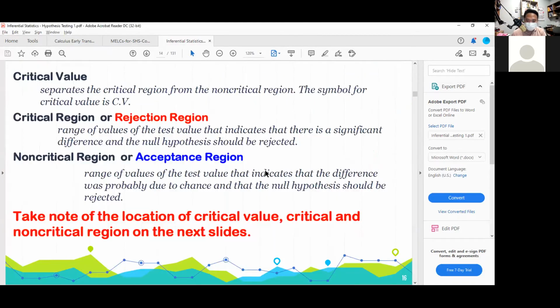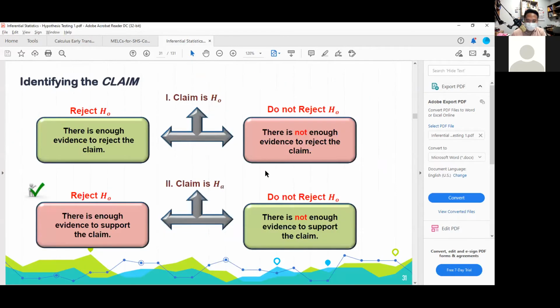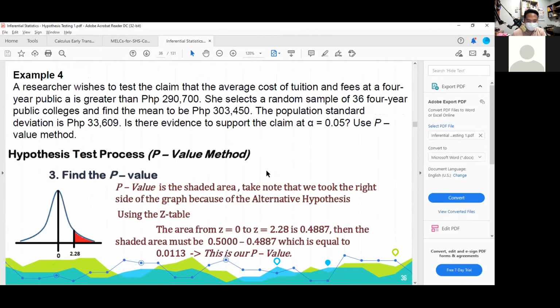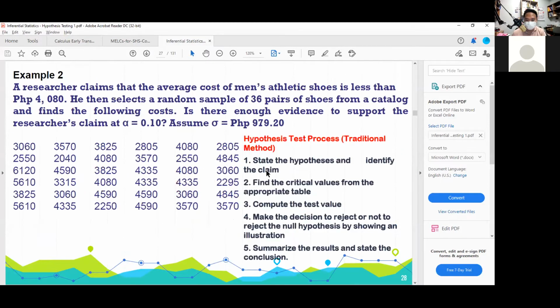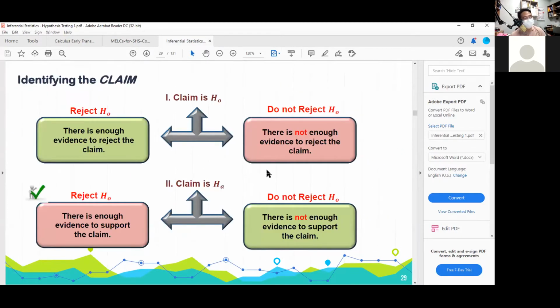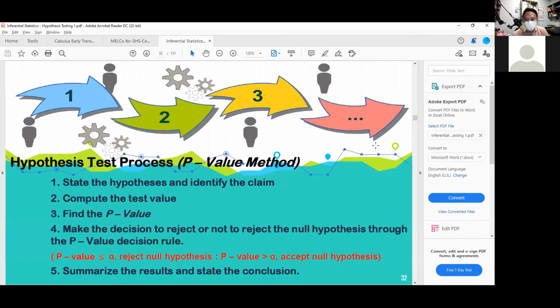Let me just scroll down to the t-test part. Before we get to the t-test, guys, I'll discuss how to do the p-value test. As I promised before, we're going to deal with the traditional method of doing hypothesis testing and also the p-value method. So here are the p-value method steps. I hope you can see the screen, guys.